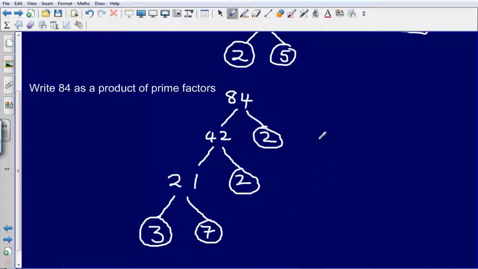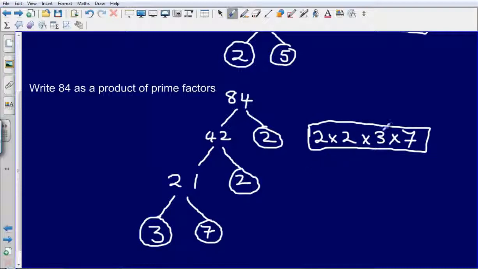Now, what I could say here then is my answer is 2 times 2 times 3 times 7. Quick check to see if that is actually correct. I can just, again, do what I did last time and do this calculation. Now if you have quite a long version of this, it's easier to start with the bigger numbers first. So if I start by doing 7 times 3, that gives me 21, times 2 gives me 42, times 2 gives me 84. And you can see that's essentially the same route as we took there.